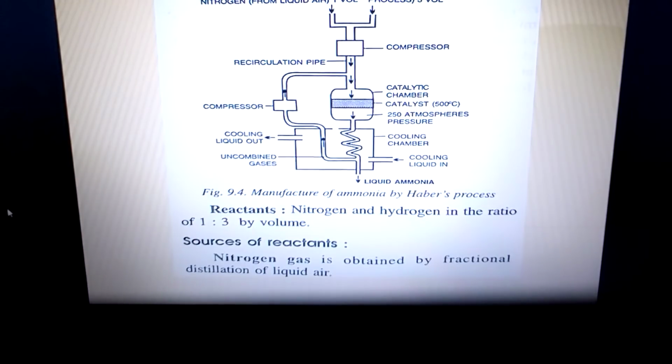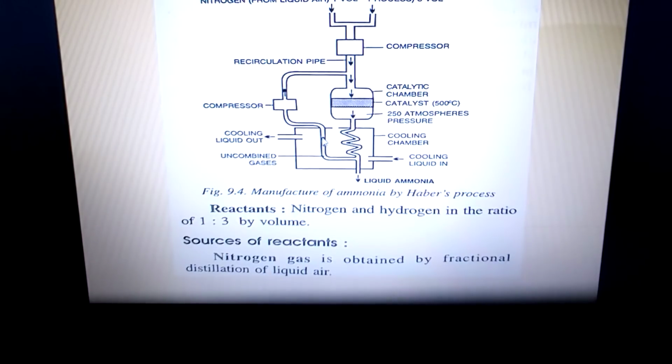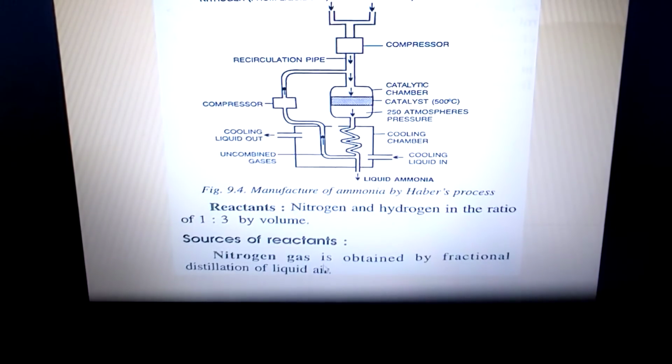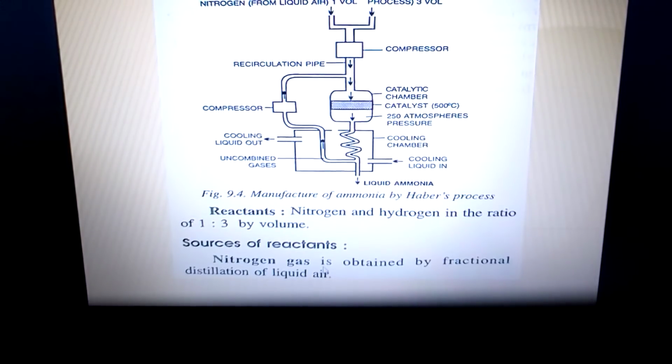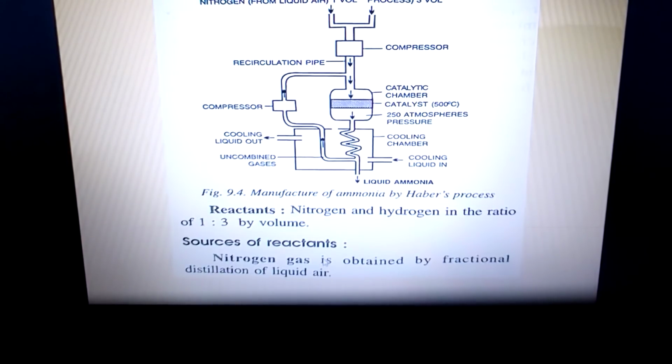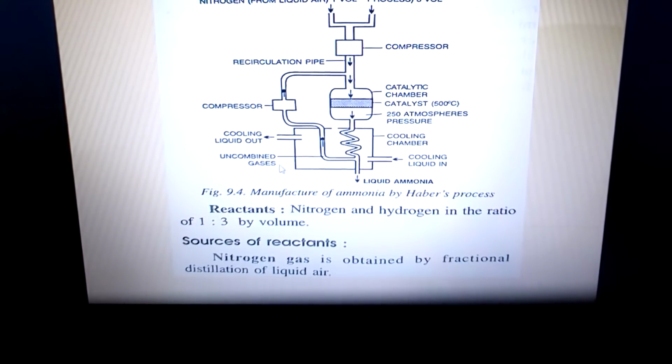So, what is the solution for this? The uncombined gases are taken out from here. Now, what is the logic that has been used? The logic is that ammonia gets liquefied first in comparison to nitrogen and hydrogen. So, ammonia becomes liquid, we can take it out, but nitrogen and hydrogen are still in gaseous form, so they can be sent again to the compressor.